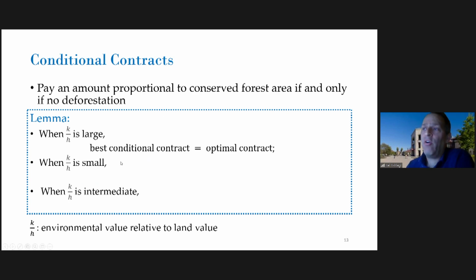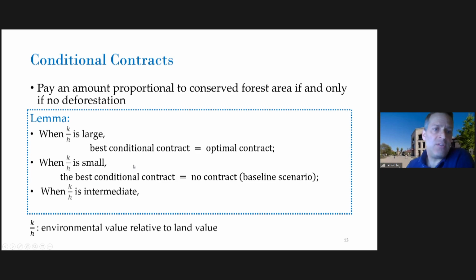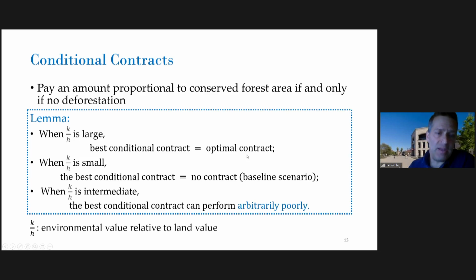When K over H is small, there's no reason to use a contract at all. The best conditional contract essentially lets the agent do whatever they want, using the baseline conservation, and that is optimal. Where it really matters is in some intermediate regime. In this case, the best conditional contract can perform arbitrarily poorly. The ratio between them that we showed can go to zero.